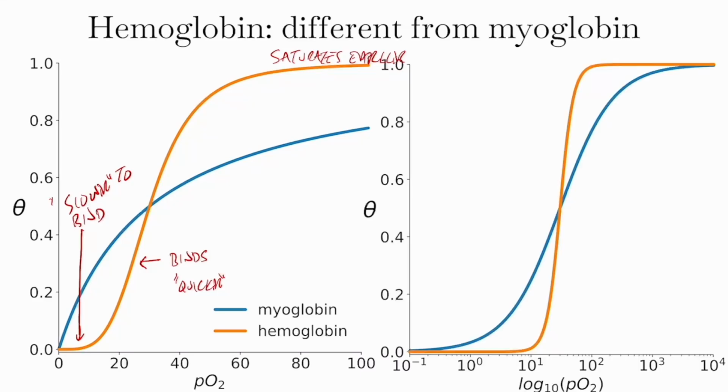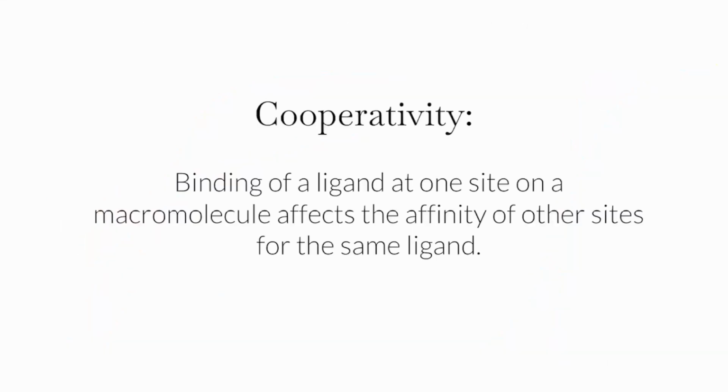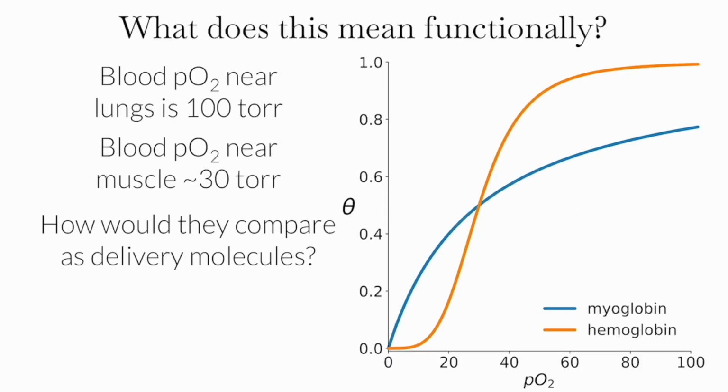We can see the same thing on the log plot. That's why I set that up earlier, is what you can see is the curve is now much steeper, right? Whereas before we had this sort of shallow S-shaped curve, now it's getting much, much sharper, going from nothing bound to bound. All right. This is the example of cooperativity, where binding of a molecule at one site on a macromolecule affects the affinity of other sites for the same ligand. So you're seeing a cooperative transition here. So let's unpack what that means in some more detail.